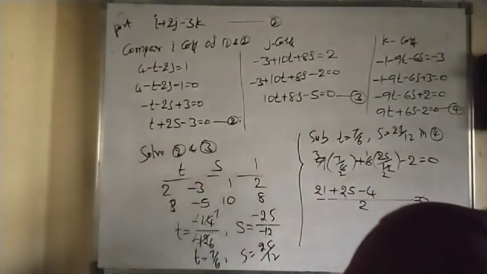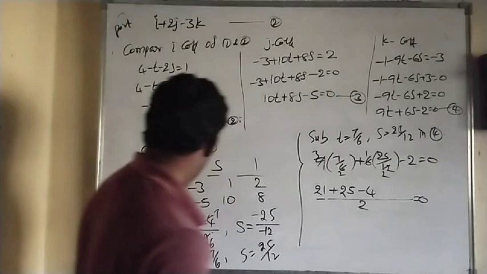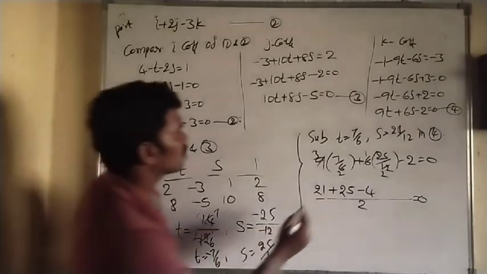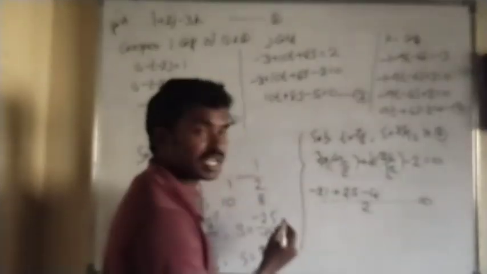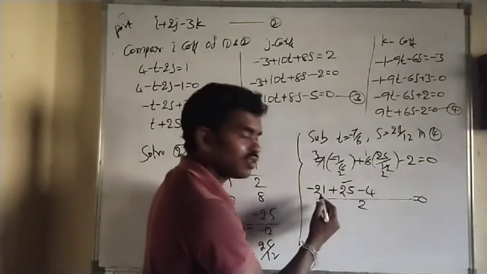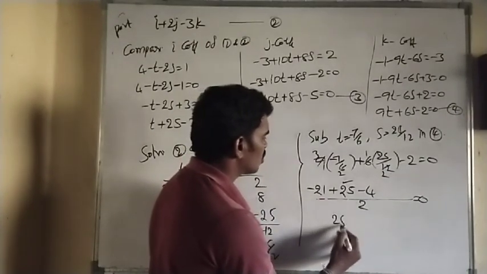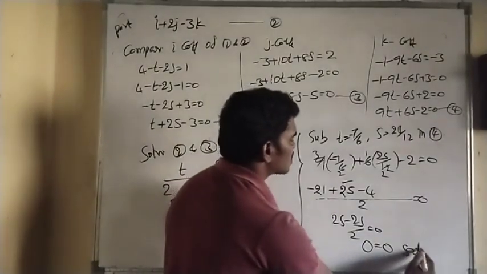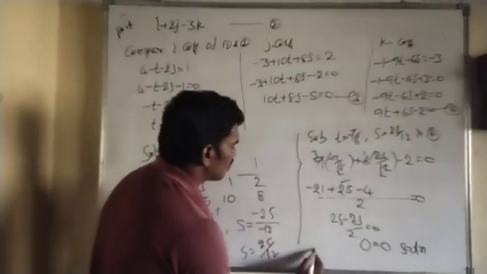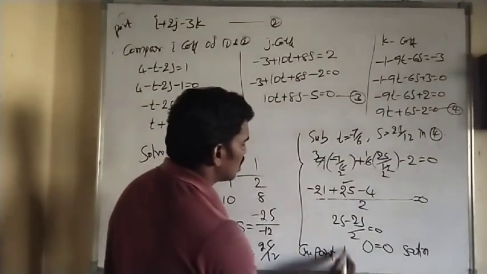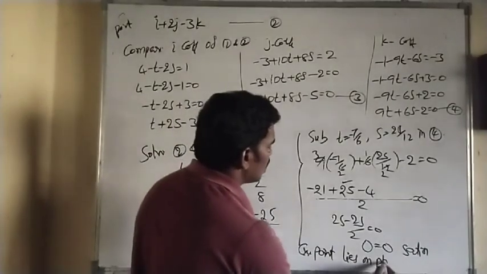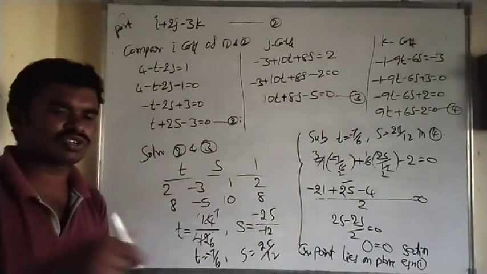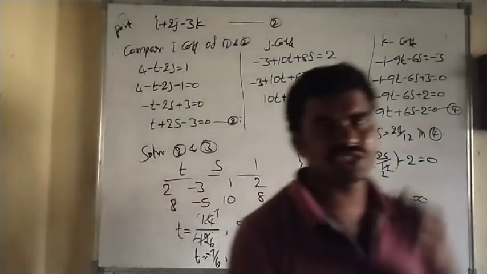So verify it. Sorry, here it is plus 14, so it becomes minus 7 by 6. So it is minus 25, now 25 is positive. Negative: minus 21 minus 4 is minus 25. So 25 minus 25 by 2 means 0 by 2, which is 0 equals 0. Satisfied. Therefore the given point lies on plane equation 1. Hence proved. This is the solution. And there is one more last question, so we can complete this chapter.